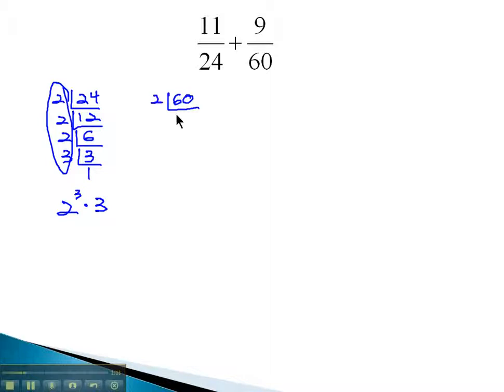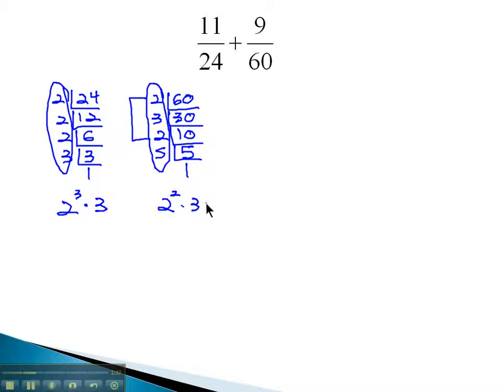Similarly with 60, 2 goes into 60 30 times, which is divisible by 3 10 times, which is divisible by 2 5 times, which is divisible by 5 once. The order doesn't matter that we divide them out. We've got two 2's in there, so we'll say 2 squared times 3 times 5.